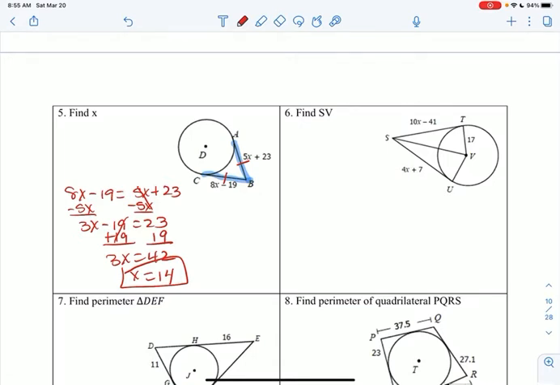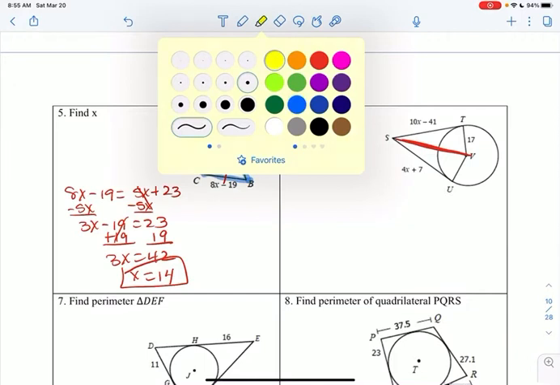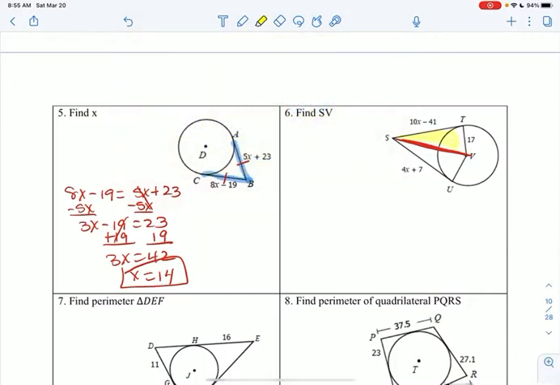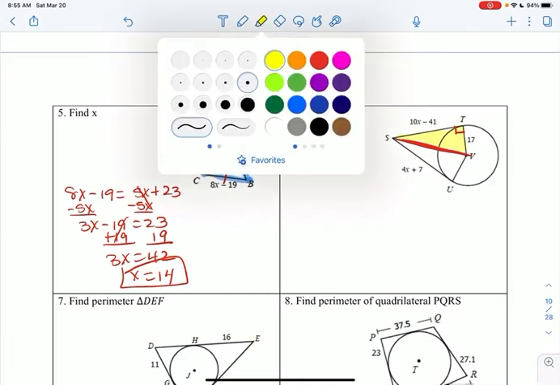Same thing is sort of going on in the next one, except they ultimately want us to find SV. So at the end, I'm going to find SV. I can't do that if I don't know what ST is. Look at this. This is just a right triangle, because remember, a tangent and a radius are perpendicular to each other. So that's a right triangle, that's a right angle. Therefore, I can use the Pythagorean theorem to find SV, but I can't do that right now because I don't know what ST is. But these are 2 tangent lines.